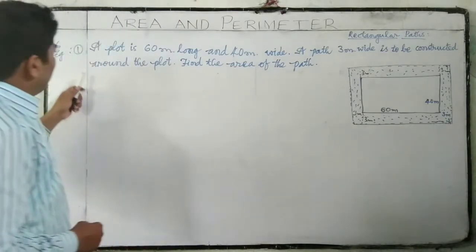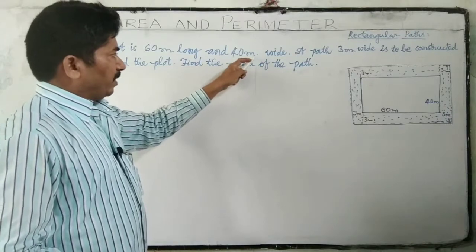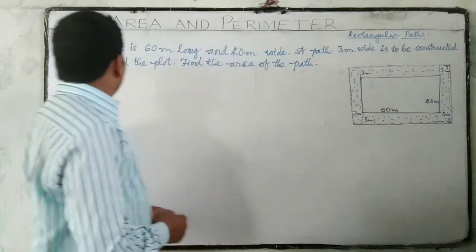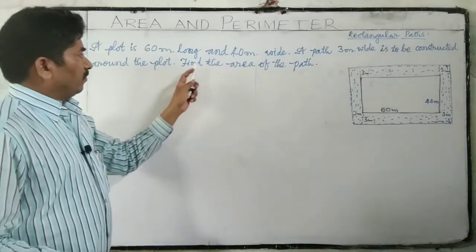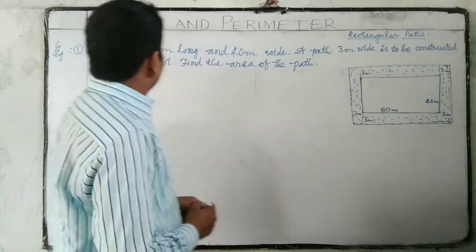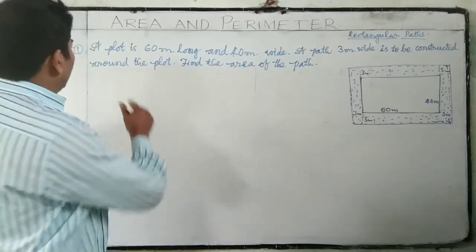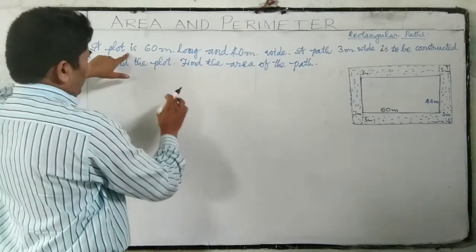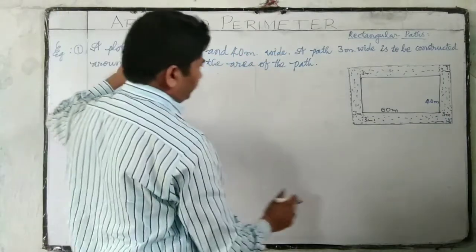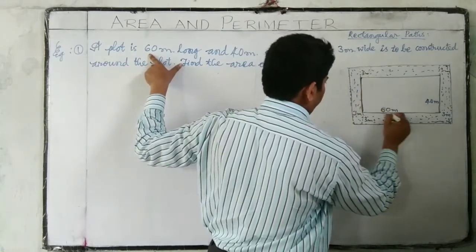Here given an example. A plot is 60 meter long and 40 meter wide. A path 3 meter wide is to be constructed around the plot. Find the area of the path. First, what is given, we have to identify. A plot is 60 meter long and 40 meter wide. So this is the plot.